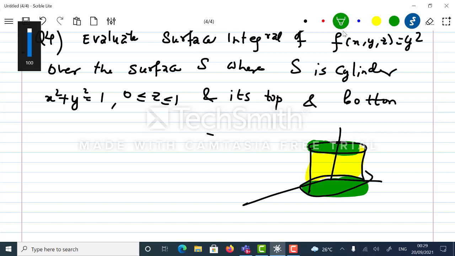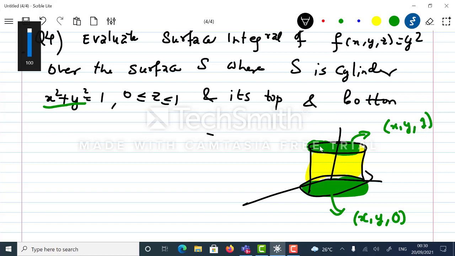On the green line, x is x, y is y, and z is equal to 0, such that x squared plus y squared is equal to 1. Similarly, on the top, x is x, y is y, but z is equal to 1. So I will divide this into three surfaces: S1, S2, and S3. I will give a parameterization for each surface, and then we will club all the parameterizations. So, solution.